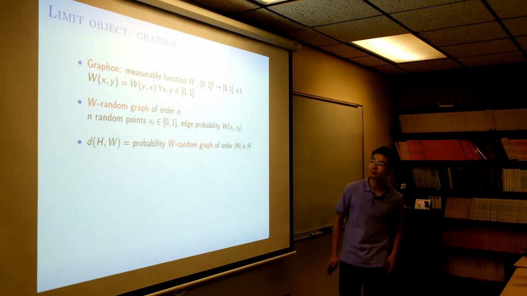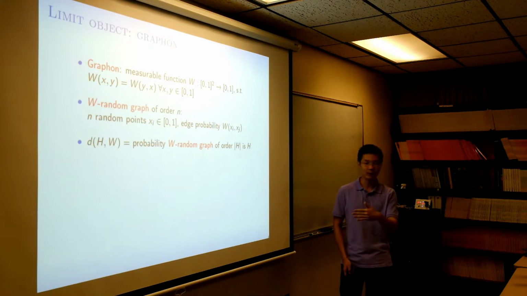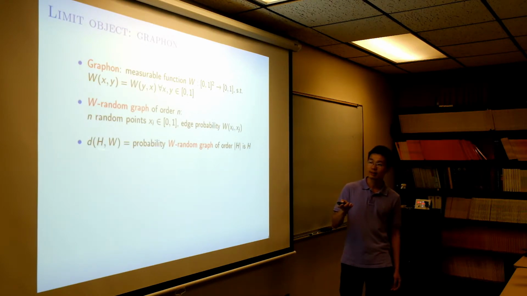But now, let's see. We have the induced density of a graph inside a graph. And here you can define the induced density of a graph H in a graphon, which is just the probability that the W-random graph is just H.